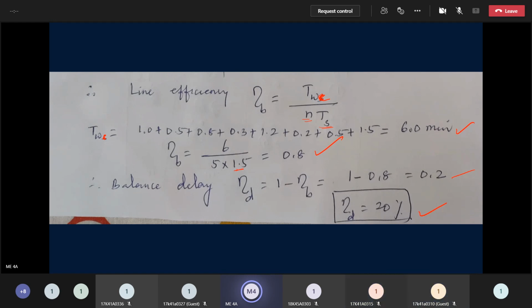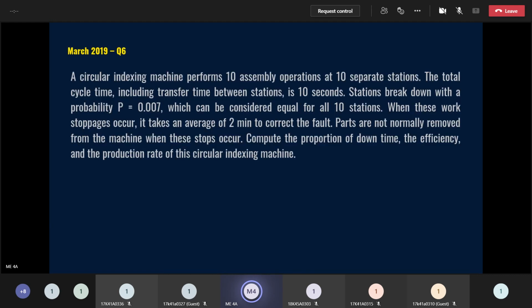Let me quickly show you 2 more problems of different kind. This is given in March 2019. All these problems we already solved in the class. Just I'm revising. March 2019. This is question number 6.